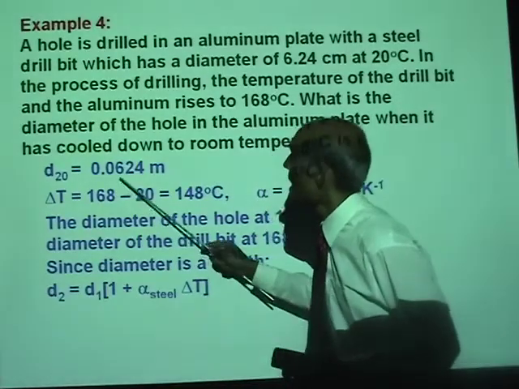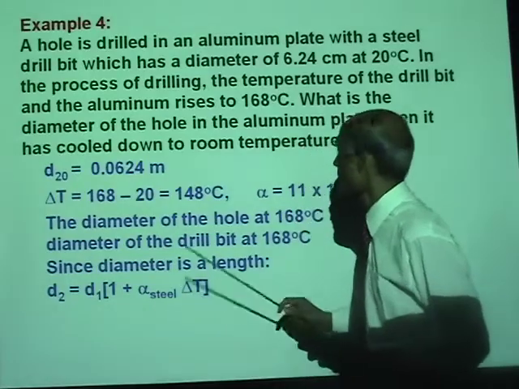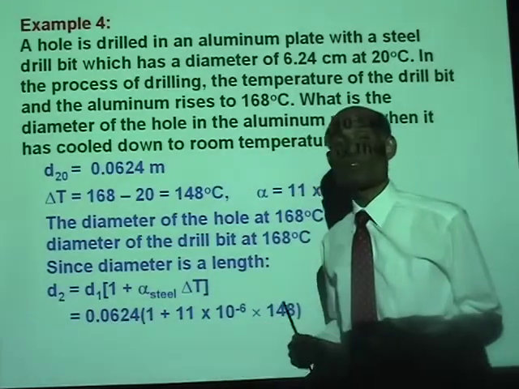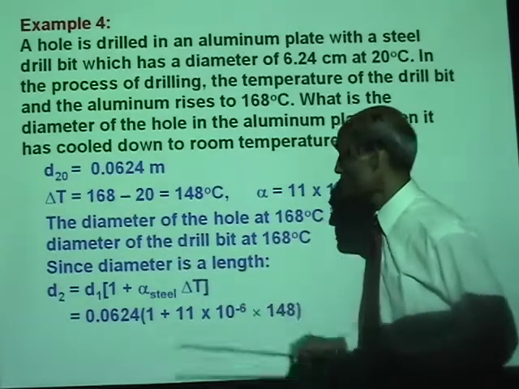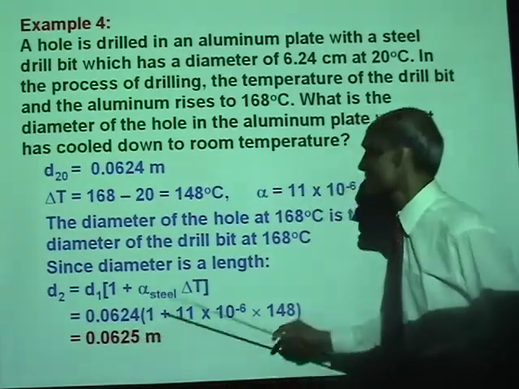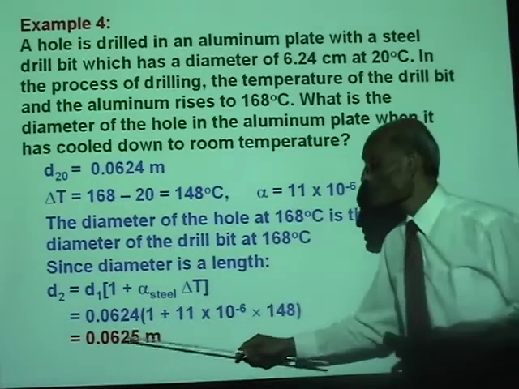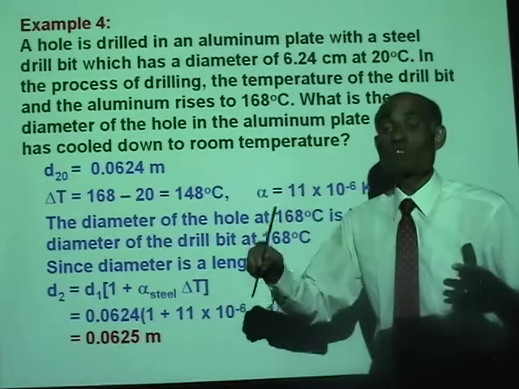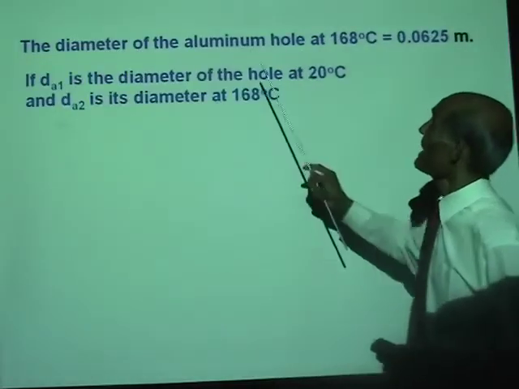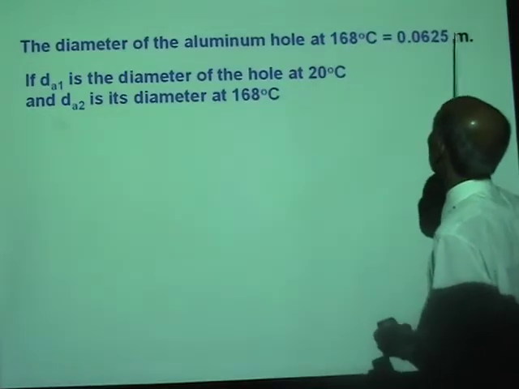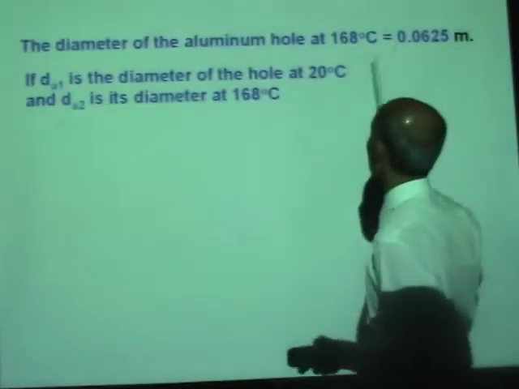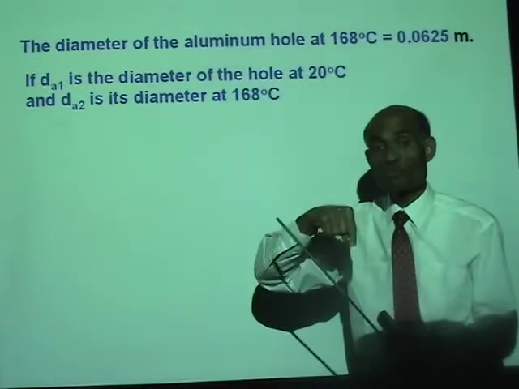Now, we know the diameter at 20 degrees Celsius. We know alpha for steel and we know delta T. So, we can now find the diameter of the drill bit at 168 degrees by substituting those values. What does that give you? That will be 0.0625 meter. That is the diameter of the drill bit. Therefore, what is the diameter of the hole that is drilled on the aluminum sheet? It's the same thing. The diameter of the aluminum hole at that temperature is therefore the same, 0.0625 meter.